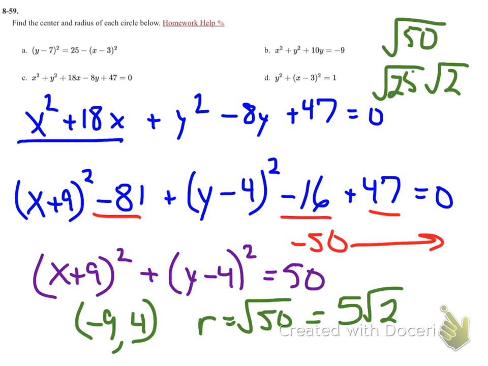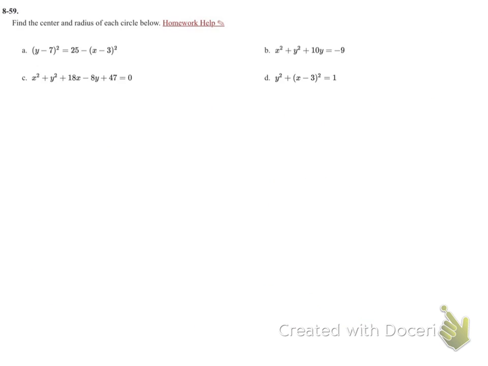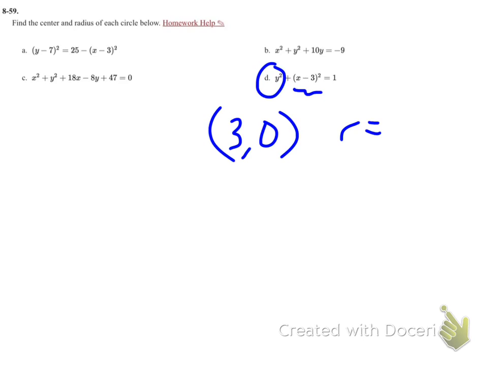The very last problem, D, is considerably easier than the one we just did. It's just written in a little different order, so it doesn't matter the order. The value of x right here is going to be 3. The value of y that makes it equal 0 is 0, so that's the center of the circle. And the square root of 1 is 1.